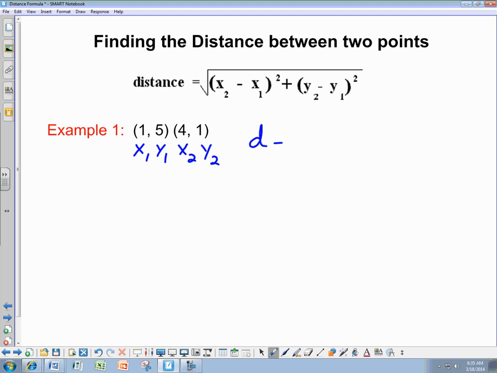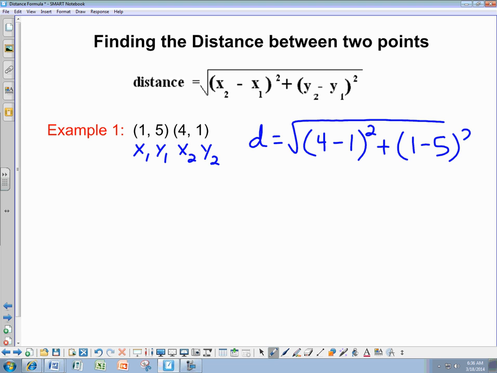All right, so I'm going to rewrite the formula here. I'm going to write d equals, I'm going to write the square root. But instead of writing my x2 and x1 in my first parenthesis, I'm going to write the numbers that represent those. So 4 is my x2 minus 1, which is my x1, squared. So it's always to the second power. All right, plus my y2, which is 1, minus my y1, which is 5. Again, to the second power.